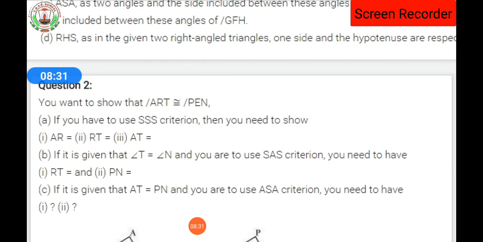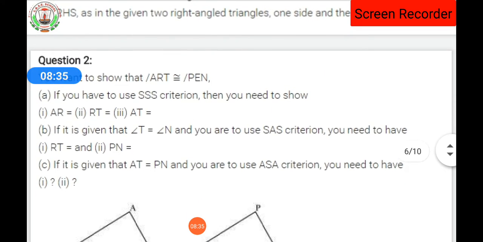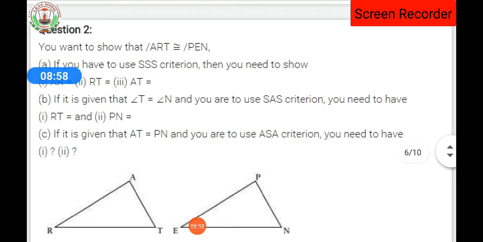So what does it say in question number 2? You want to show, that means we have to prove, that triangle ART is congruent to triangle PEN. We have to show that. Okay. So to prove two triangles congruent, we use a criteria. That criteria name is side congruence criteria. Then what will happen?